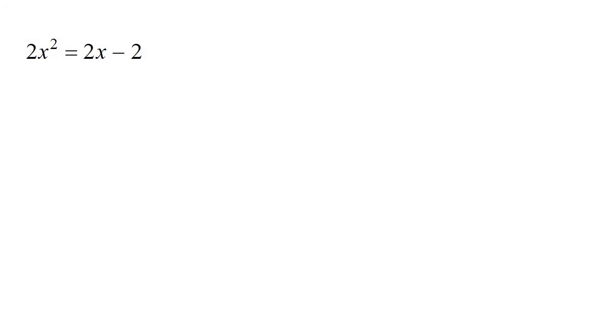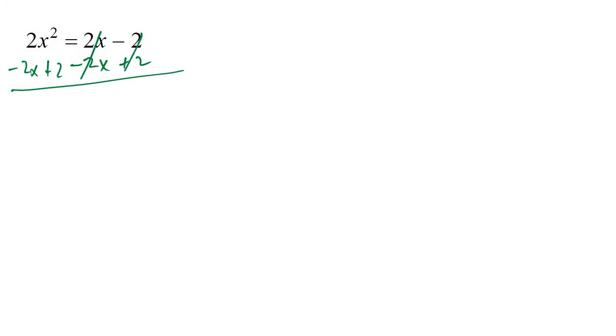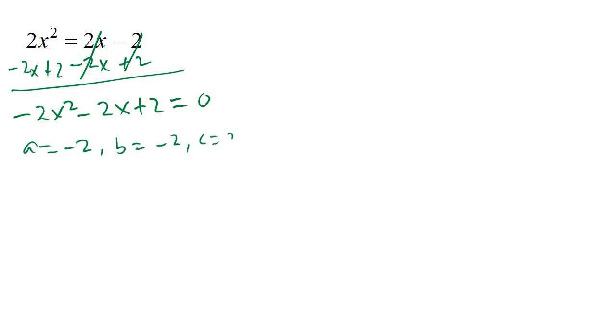As before, we need to rewrite this so that it's in standard form. So this is not in standard form yet. So we're going to do minus 2x plus 2 on both sides. And then this side is going to cancel. This side will be left with negative 2x squared minus 2x plus 2 equals 0. Okay, so we have it in standard form. So our a is negative 2, our b is negative 2, and our c is 2.